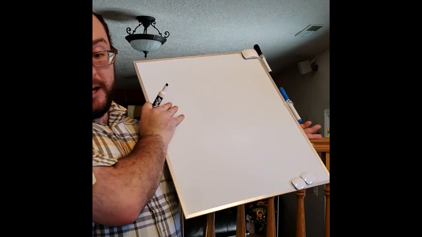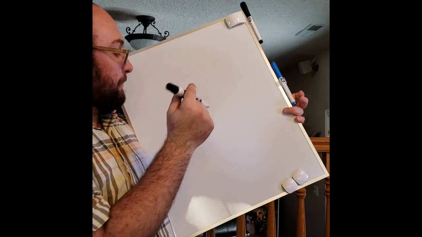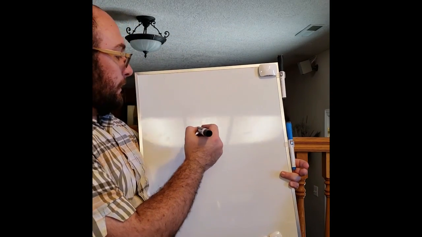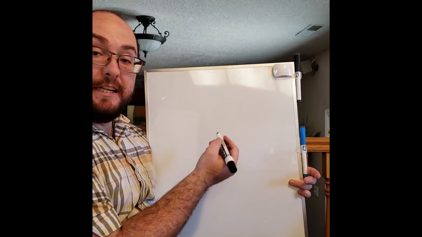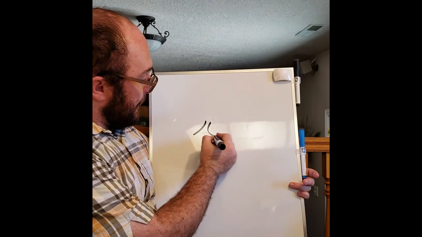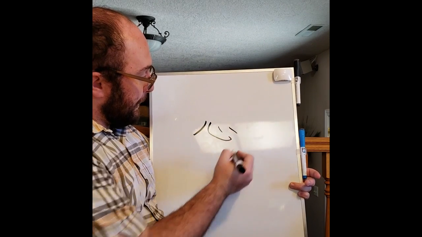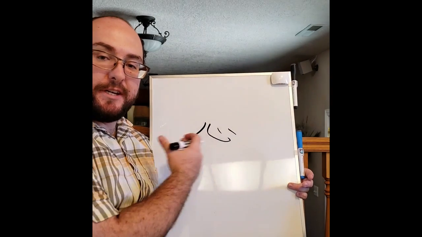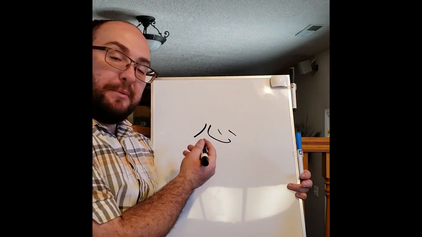Today we're going to go through radicals 61 through 65. Now in these 5 radicals, there's 2 of them that are really important, and I will let you know which those are. In fact, the first one that we're going to go over, radical 61, is one of those. So radical 61 is xin, and it's written like this. Okay, that's what it looks like as a character, and it means heart.